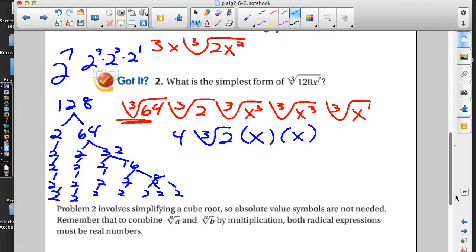Cube root of x to the 1st? Nasty. Beautiful stuff out front, 4x squared. Nasty stuff in the back.